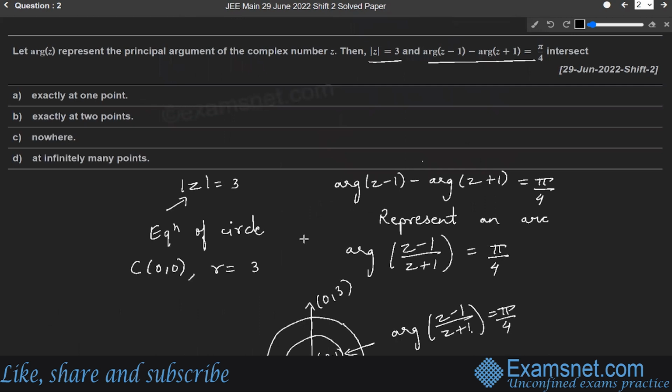So according to all the options, the correct option will be option C, which is nowhere. It means that it will not intersect anywhere. So the correct option is option C here.